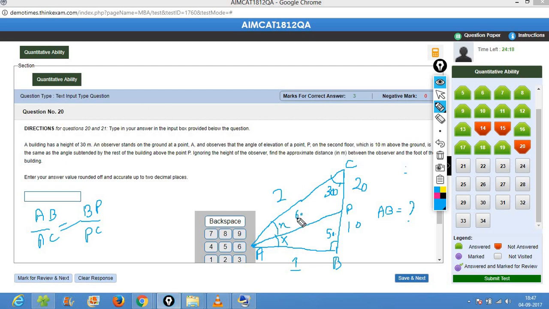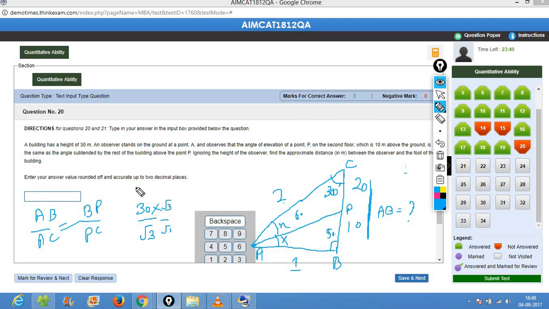We are not worried about this one. So in front of 60 the side is 30, so in front of 30 the side will be 30 upon root 3. If you remember, in a 30, 60, 90 right angle triangle, the sides opposite to them are in the ratio 1 is to root 3 is to 2. So that's why this AB comes out to be 30 upon root 3. By rationalizing, we get 10 root 3, and we know the value of root 3 is 1.732.